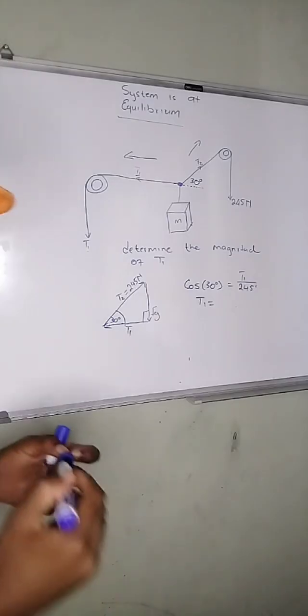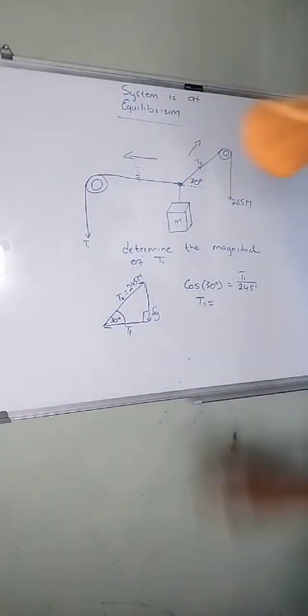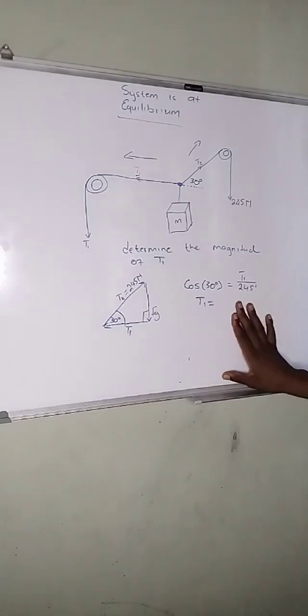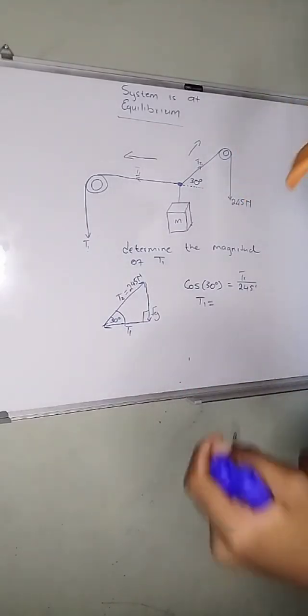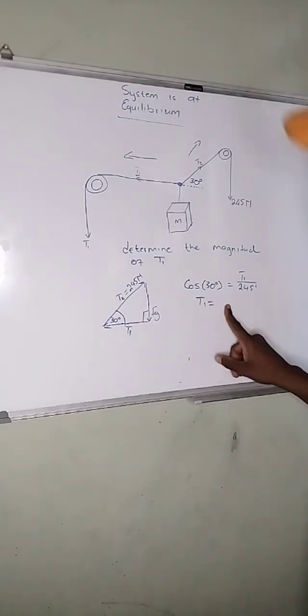When I do physics, I don't do maths. You're the one who's supposed to do maths. Now my job as a physical scientist or whatever, it ends here. What's going to be T1?